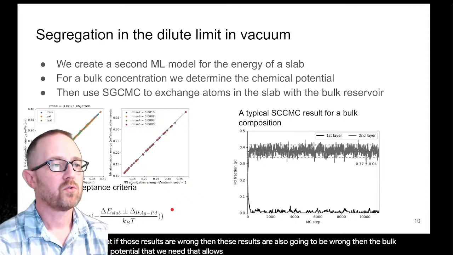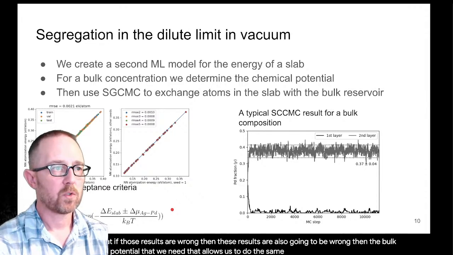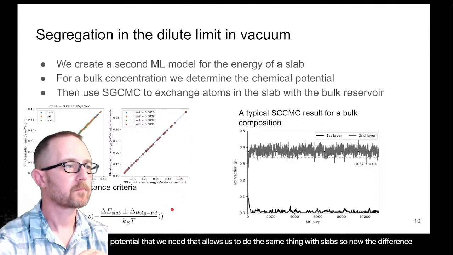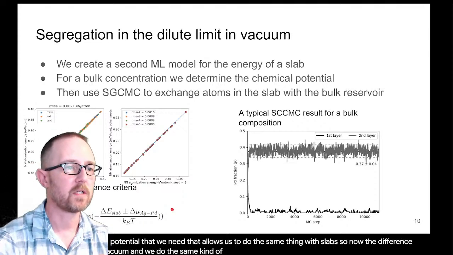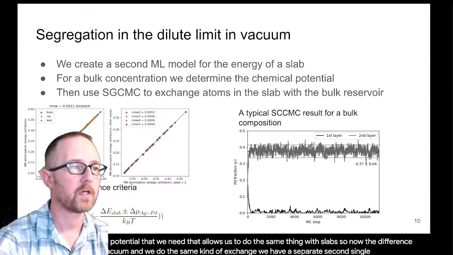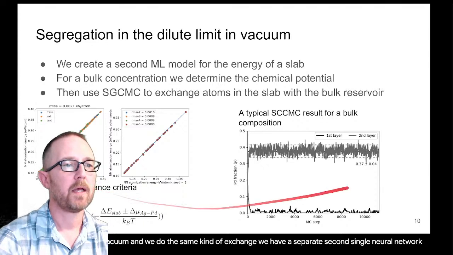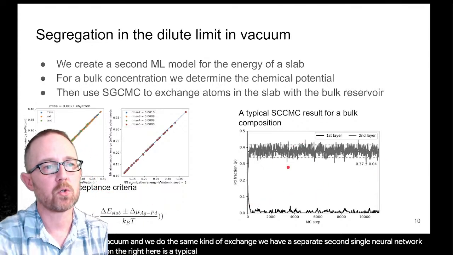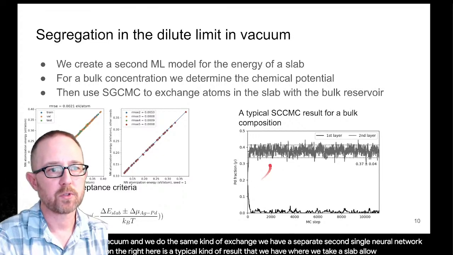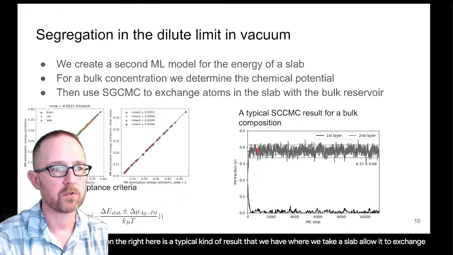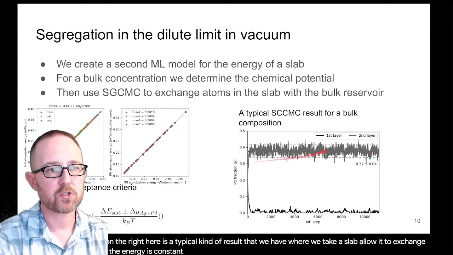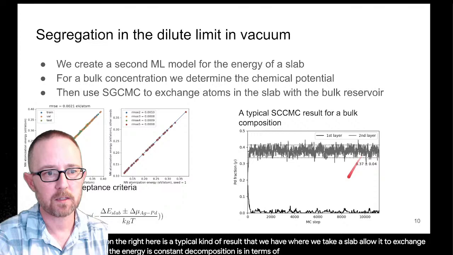That allows us to do the same thing with slabs. So now the difference with slabs is there's some vacuum. And we do the same kind of exchange. We have a separate second single neural network for the slab energies. And on the right here is a typical result that we have, where we take a slab, allow it to exchange palladium and silvers until the energy is constant. And once this is constant, we know what it is in terms of the second layer and the first layer.